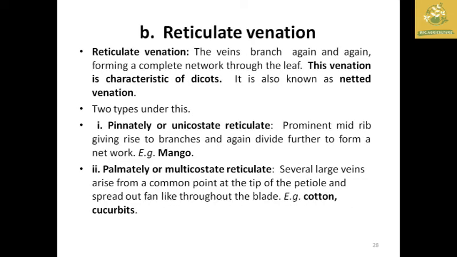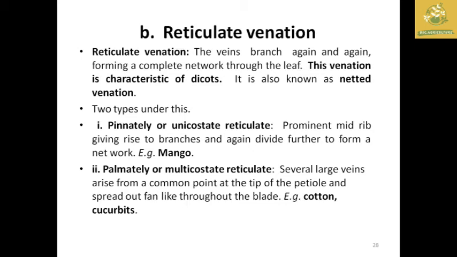And the second type is reticulate venation, where the veins branch again and again. These are mainly the characteristics of dicots. Reticulate venation is also termed netted venation based on this character. It is classified into two types: pinnately or unicostate reticulate venation, and palmate or multicostate reticulate venation. In pinnate venation, the prominent midrib gives rise to branches which divide further to form a network, known as pinnate or unicostate venation, example mango.